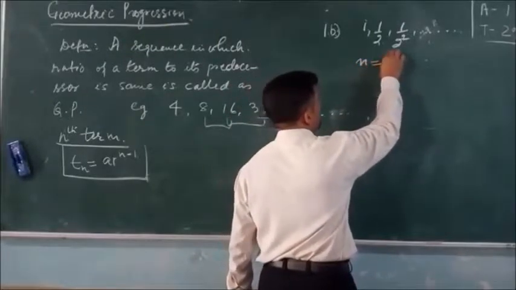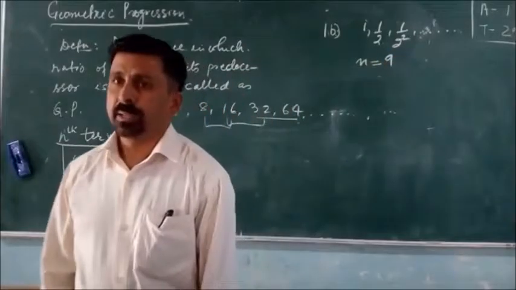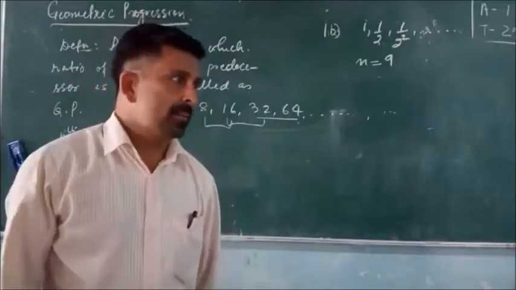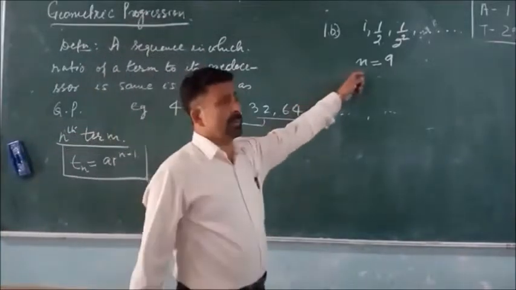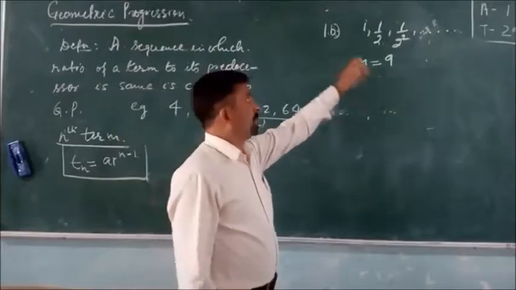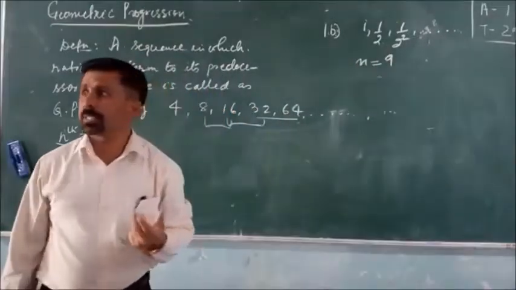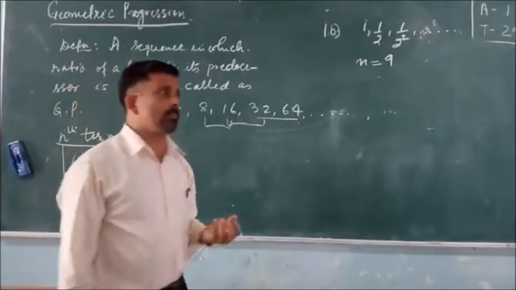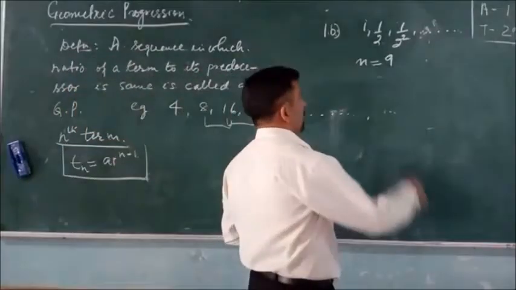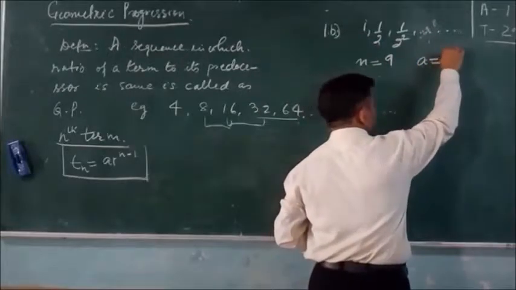That means n is equal to 9. I said I'm going to do B. A is very simple. Now we have the number of the term we are going to calculate, and we are going to calculate the ninth term. The sequence is given, so it's very easy for us. We can have the value of a and the value of r. a will be the first term of the sequence, and this is equal to 1.